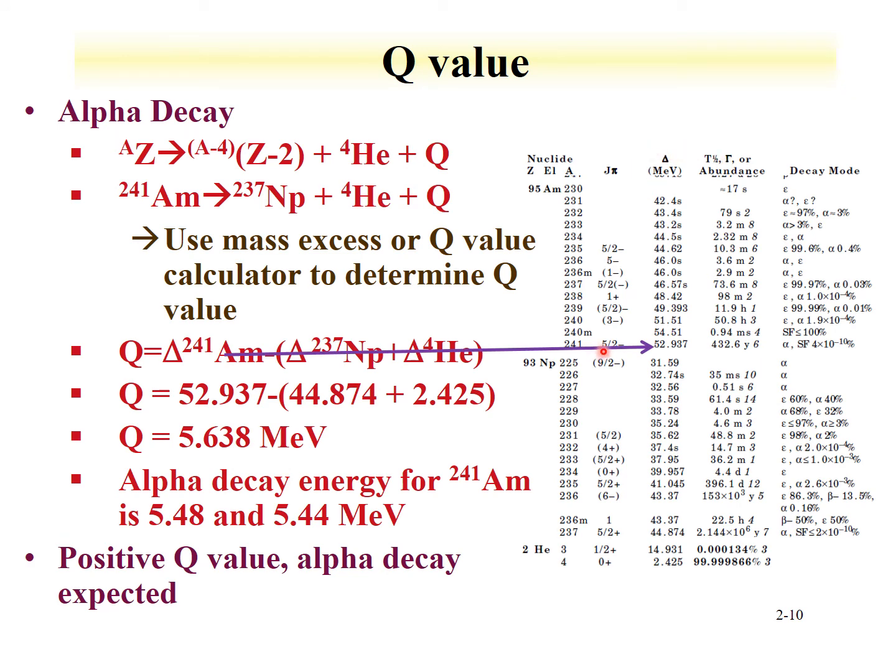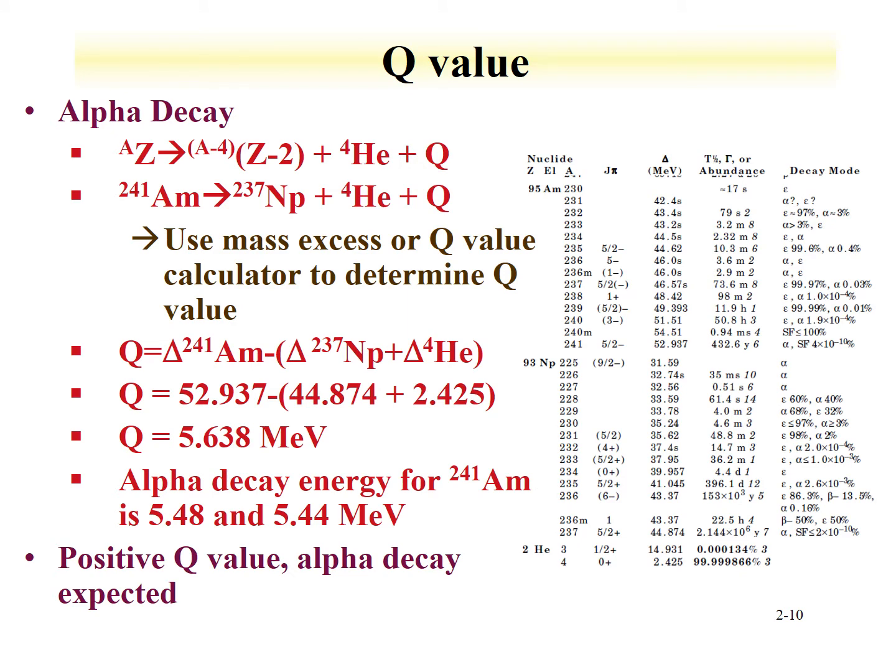The mass excess of neptunium-237 is listed here. And the mass excess for the helium nucleus is listed here. I pulled this out of a compendium of information and data that's in the back of the textbook, Nuclear and Radiochemistry. So we get this Q value.